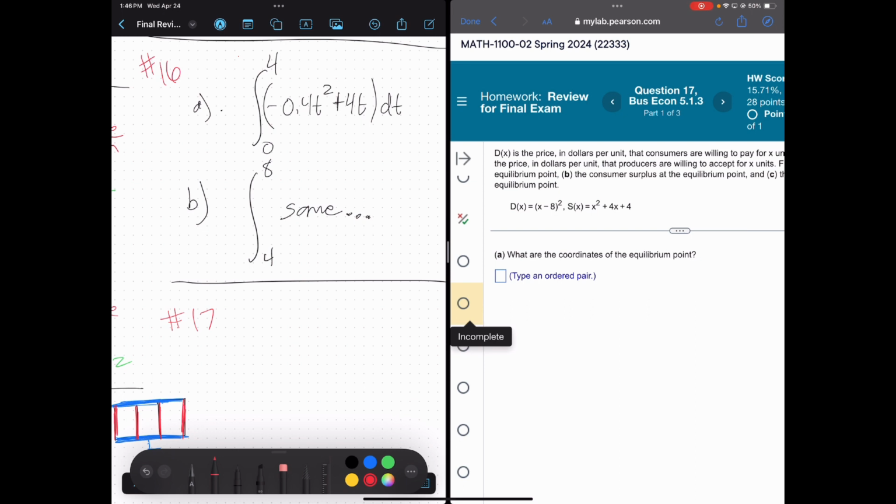Okay. How do I find that equilibrium point? Set them equal to each other. Right. I'm just going to do (x - 8)^2 = x^2 + 4x + 4. Okay. Do yourself a favor. Expand this. What is (x - 8)^2? That's just x^2 - 16x + 64. And that'll make it a little bit easier to solve.